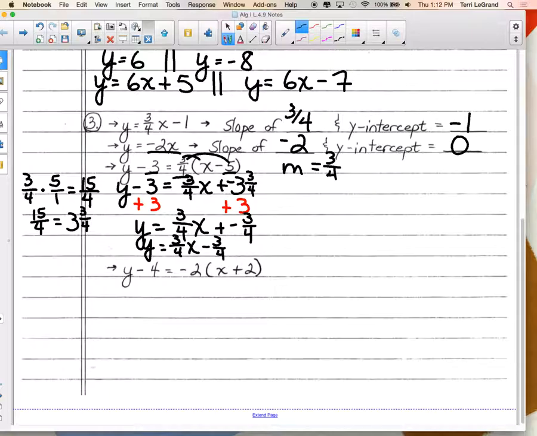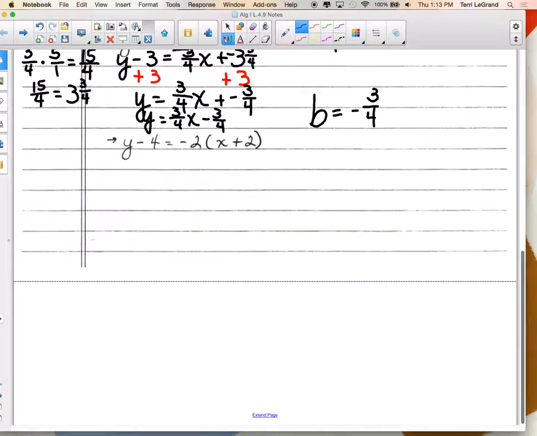Now we can say, oh, our b value is negative 3/4. Nothing says intercepts have to be integers. It's because they both start with int. Okay, carry on. Here's our next one.